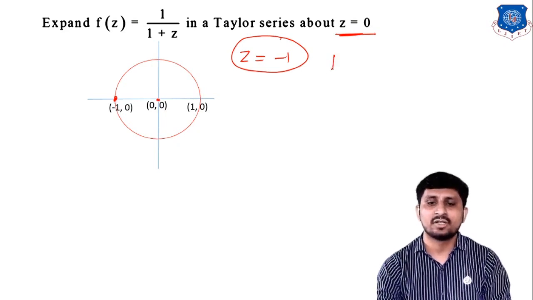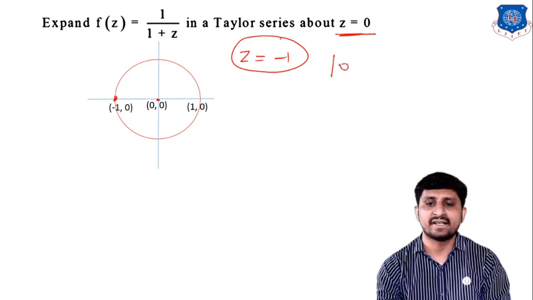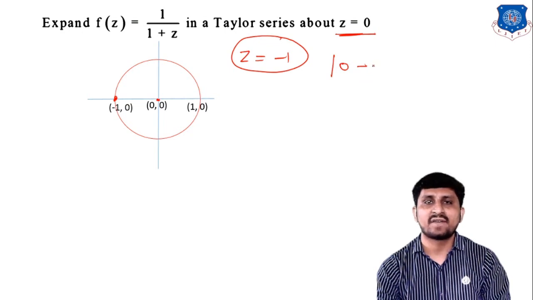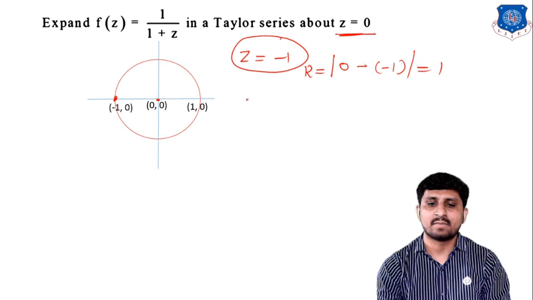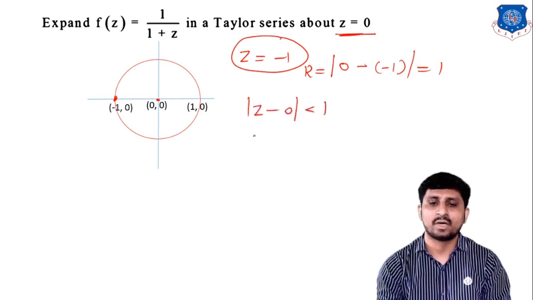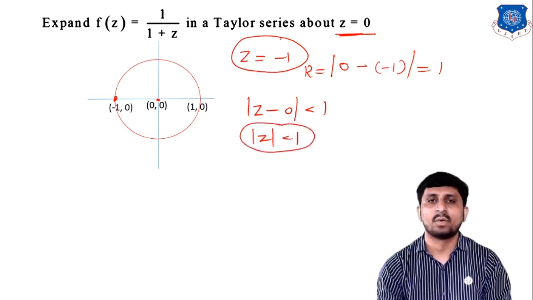Another way you can also find out the center point: write down the point at which your function is not defined, or you can say the function is not analytic, so minus 1. So what is your radius? Radius is 1. So that's why my region is mod z minus 0 less than 1, so mod z less than 1.